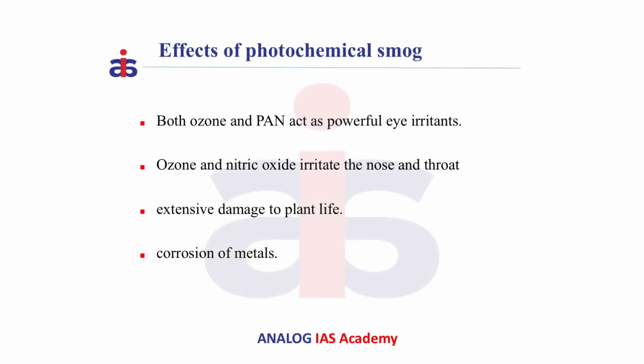Now let us see the effects of photochemical smog. Both ozone and PAN act as powerful eye irritants. Ozone and nitric oxide irritate the nose and throat, and their higher concentration causes headache, chest pain, dryness of throat, cough and difficulty in breathing. Photochemical smog leads to cracking of rubber and extensive damage to plant life. It also causes corrosion of metals, stones, building materials, rubber and painted surface.